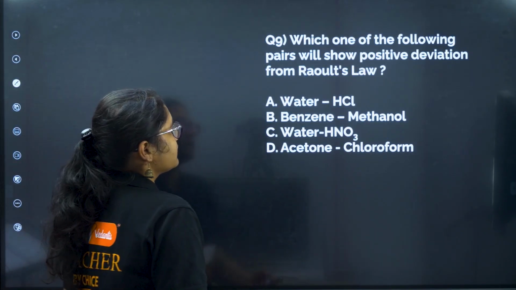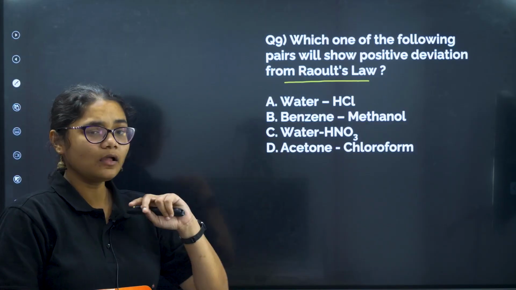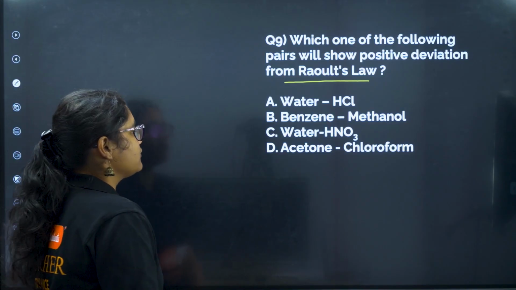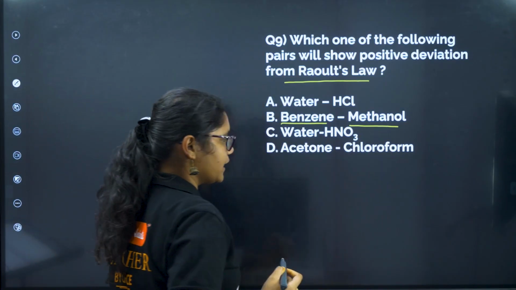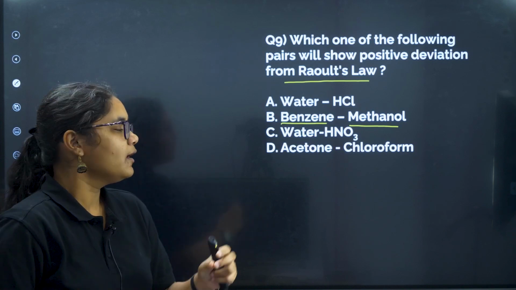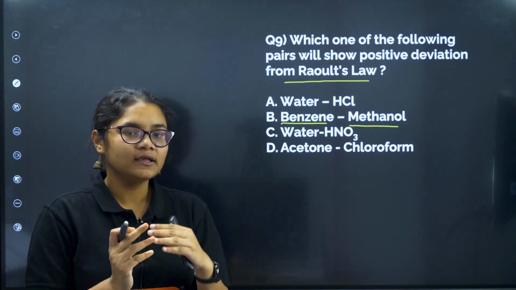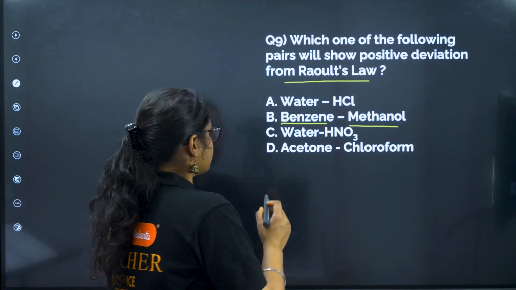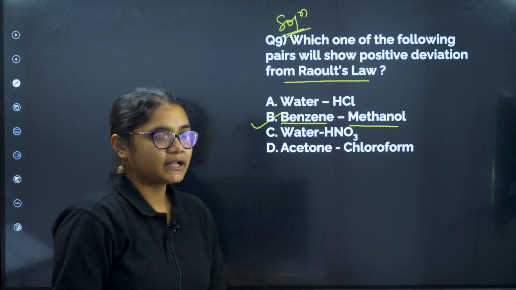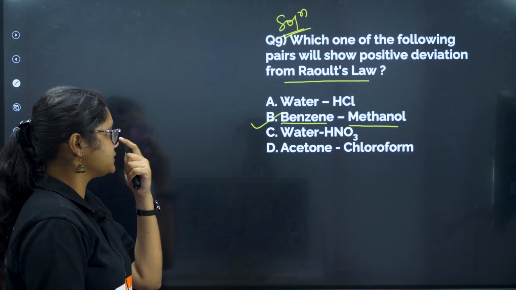Next, which one of the following pairs will show positive deviation from Raoult's law? Positive deviation means the force of interaction will decrease, right? Now if you see benzene and methanol, methanol earlier will have intermolecular hydrogen bonding. When you add benzene to it, the intermolecular hydrogen bonding of methanol will decrease, so it will show positive deviation. So the correct answer for this question is option number B. Okay, so we can see 3 questions were there from the solutions chapter. Very direct and easy questions.